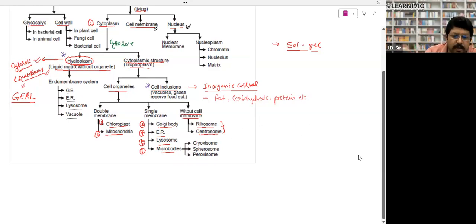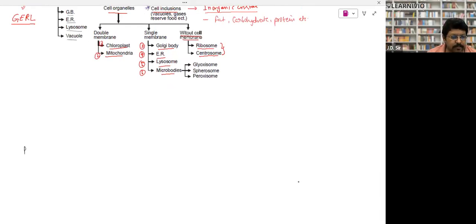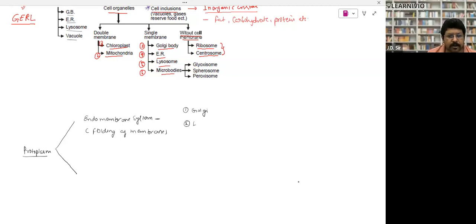Look, Martin, do it this way. Then protoplasm is made up of two. Endomembrane system. Endomembrane system is made up of folding of membrane. The parts of the endomembrane system are, first, Golgi body, second, endoplasmic reticulum, third, vacuole, and fourth, lysosome.